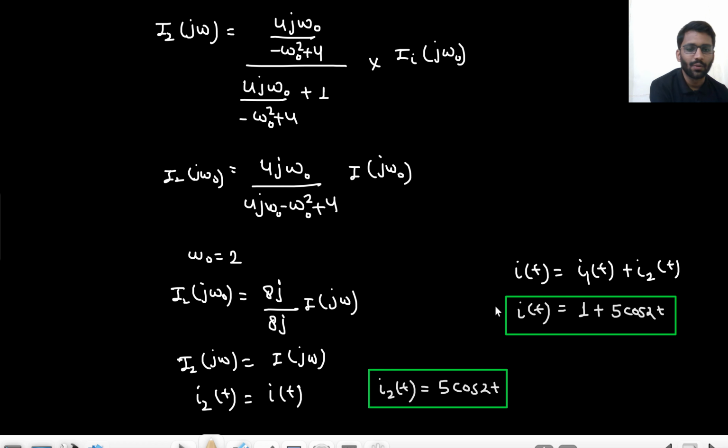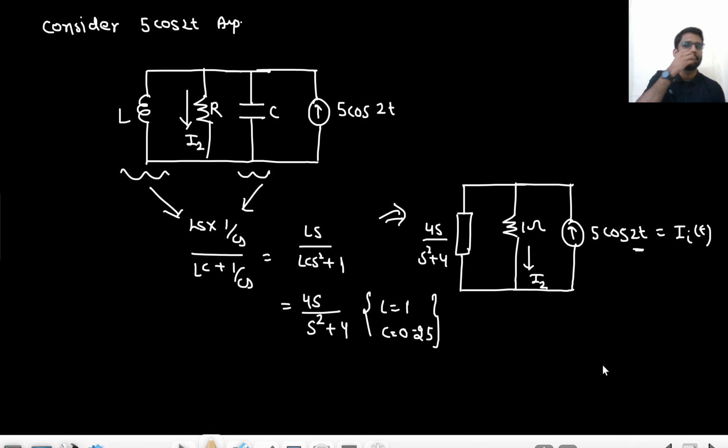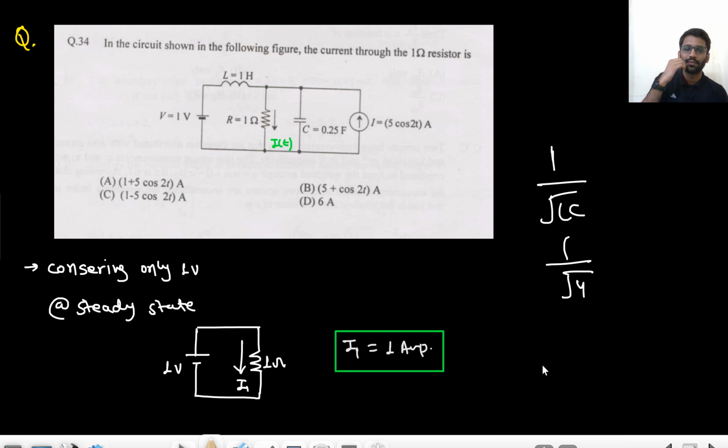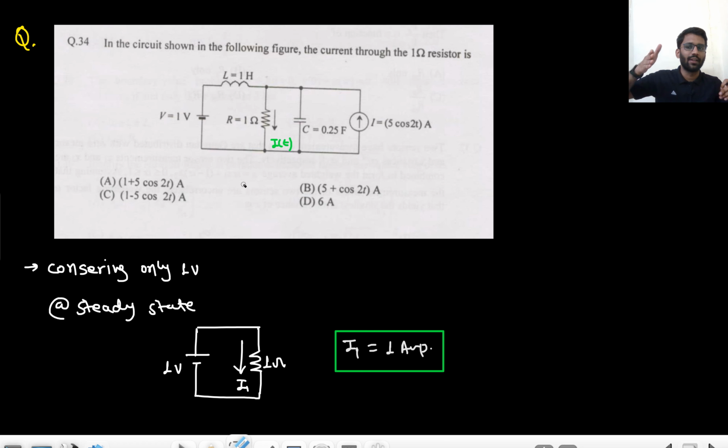Well and good. Also, when you study resonance, you will realize that this 2 is the resonance frequency for this circuit. What is the resonance frequency? That is 1 upon root LC. So 1 by root of 1 by 4, so it will be 2. So the resonance frequency is 2. That means all the current will be flowing through the resistance only. So no current will go through the inductor, no current will go through the capacitor. So the complete 5 cos 2t will be flowing through this 1 ohm resistance, and from here you are getting 1 ampere.